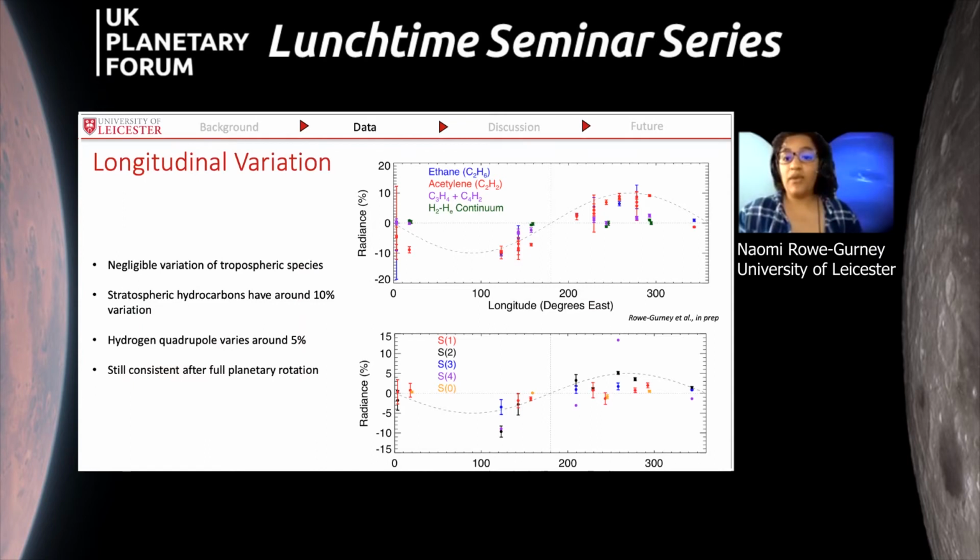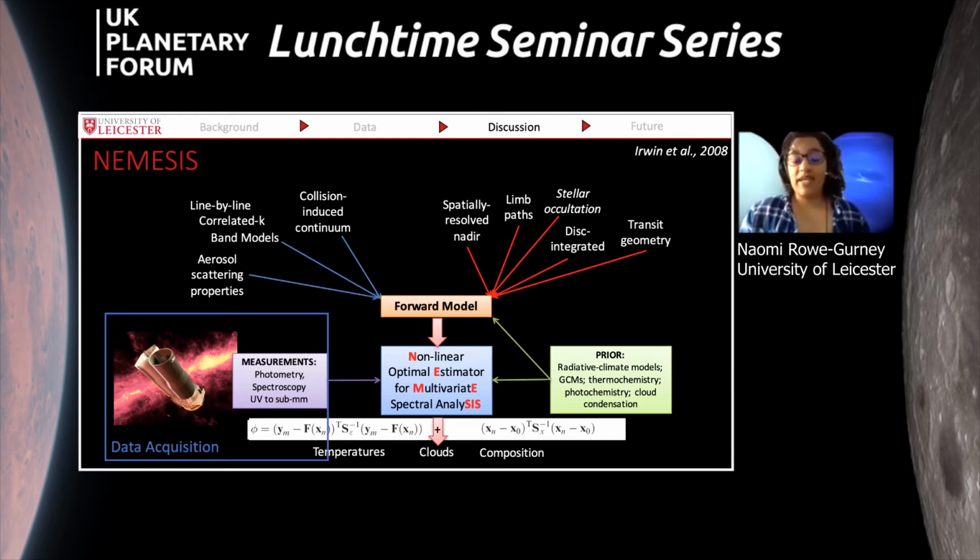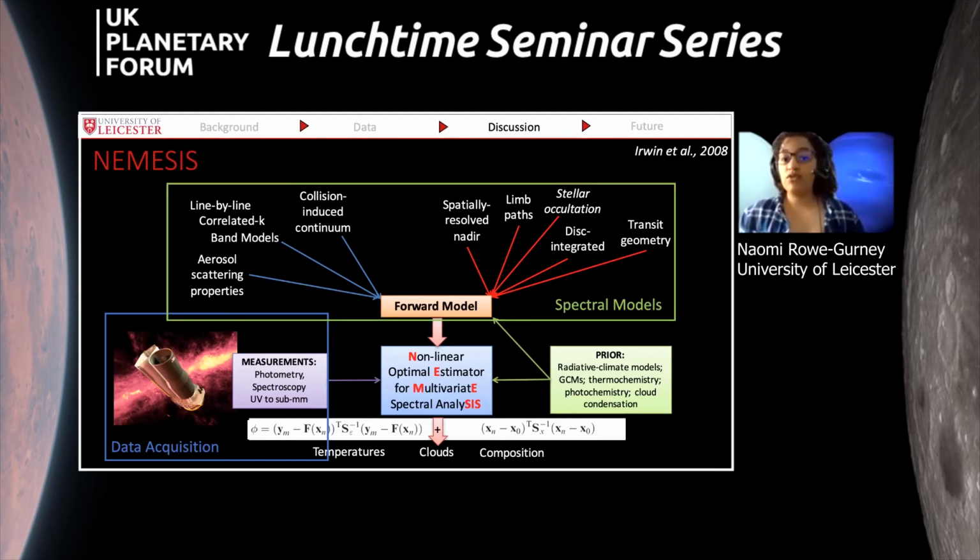So we know we have this stratospheric variation, but what could be causing it? So to start trying to detangle what's happening, we're using something called NEMESIS. NEMESIS is an optimal estimation retrieval algorithm developed at the University of Oxford. It takes in the data that we get from the Spitzer Space Telescope that I just showed you, and it creates a forward model using the known parameters about the atmosphere of Uranus.